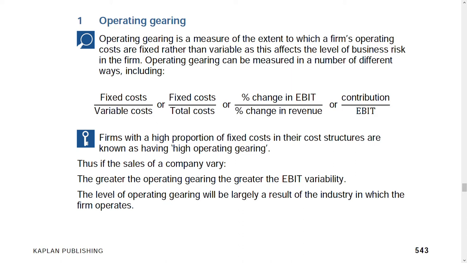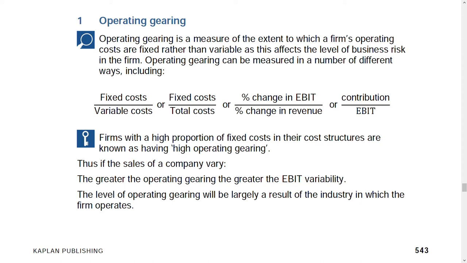You focus on the formula. It could be two ways: fixed cost divided by variable cost, or fixed cost divided by total cost. Either way, or percentage change in earnings before interest and tax divided by percentage change in revenue, or contribution divided by earnings before interest and tax. EBIT means earnings before interest and tax. Please write it down before you forget. What is EBIT?